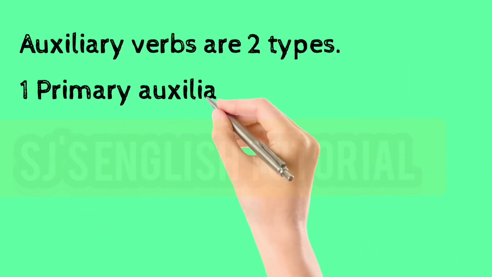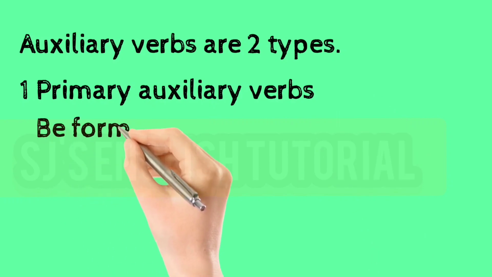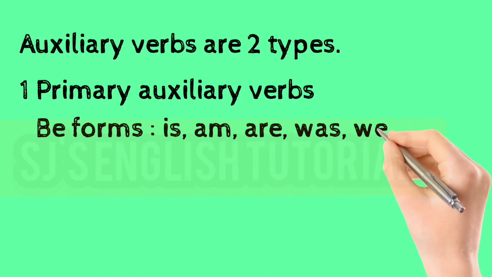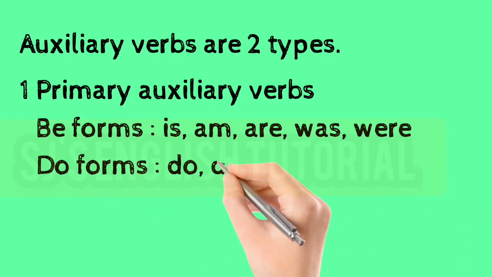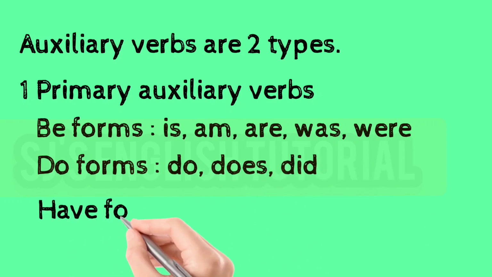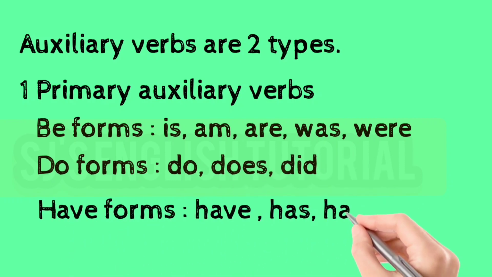Primary auxiliary verbs are again divided into 3 types. Be forms: is, am, are, was, were. Do forms: do, does, did. Have forms: have, has, had.